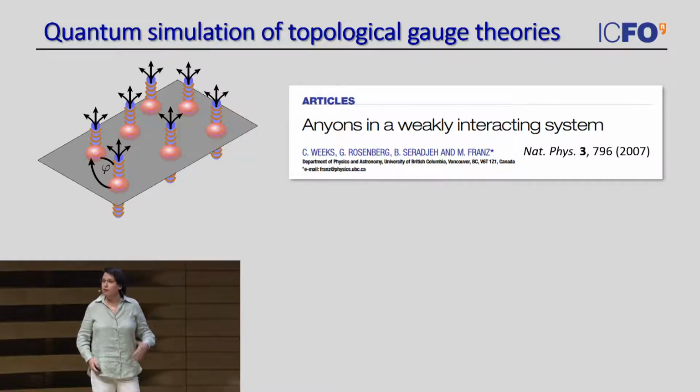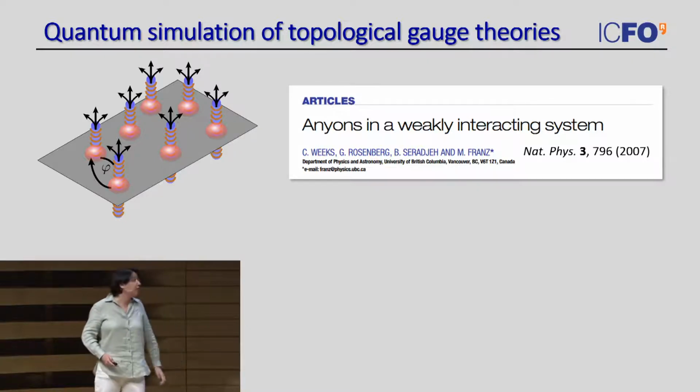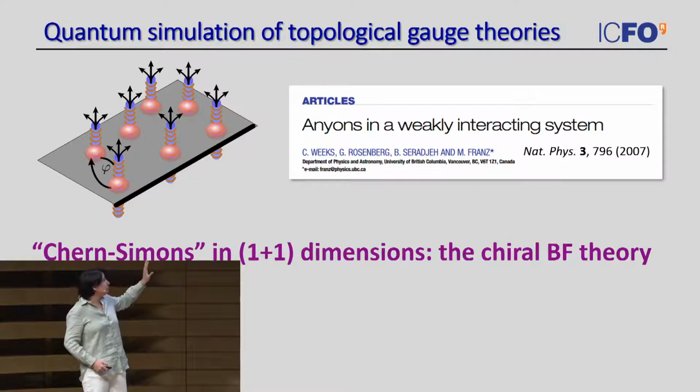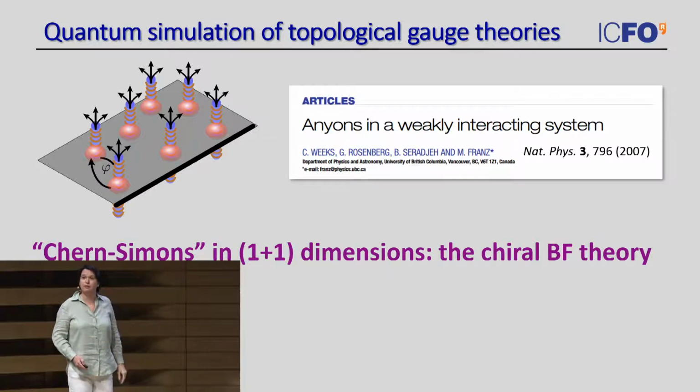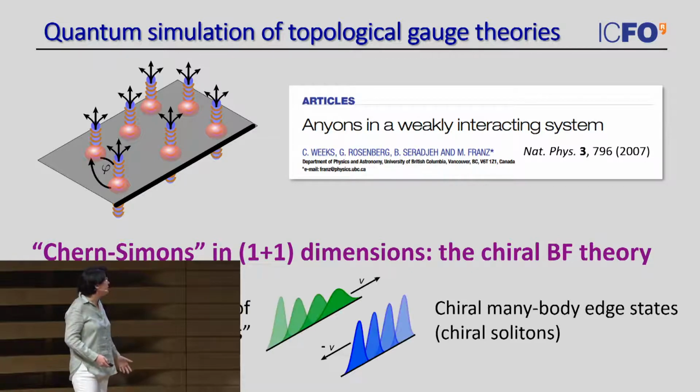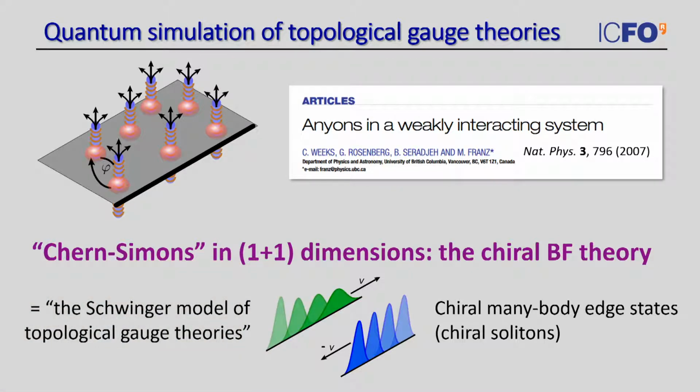So we want to have a try at that with cold atoms. And actually, to be honest, engineering Chern-Simons theory is still a bit too hard for us. So what we focused on is implementing the reduction of Chern-Simons theory in 1+1 dimension, which is called the chiral BF theory. You can think of this theory as the Schwinger model of this topological gauge theory. So basically the simplest model that already has all the ingredients of these types of theories and from which you can hope to scale up.